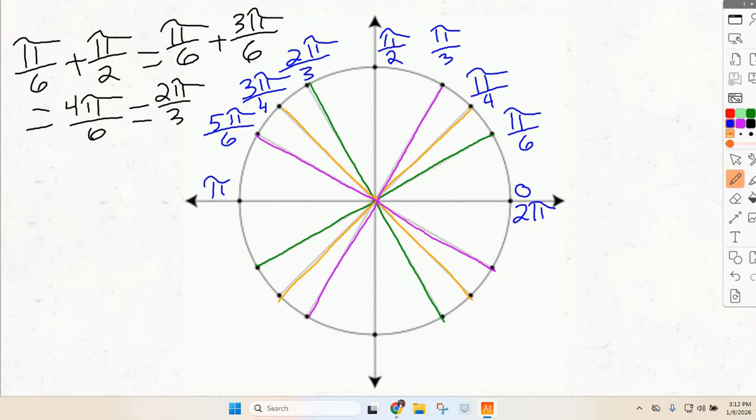Now what do we notice about our numerators there? They're the same as the first quadrant. Our denominators are the same as the first quadrant, yes. But what about our numerators?